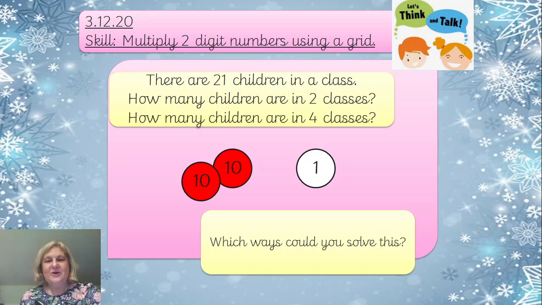Brilliant. Okay, so we can think about lots of different ways of doing this. One of the ways that we could do this is by doubling these numbers. If we're doing the 2 classes, we could use counting on methods. We could use a grid that we've been using. We could use manipulatives. There are plenty of different ways that I'm sure you've come up with.